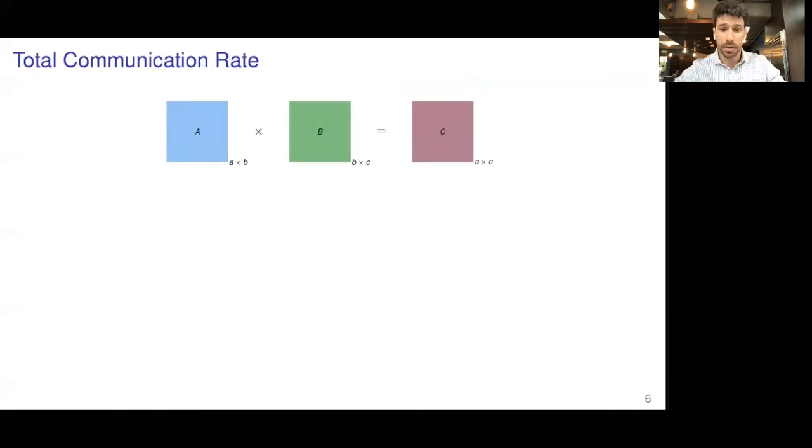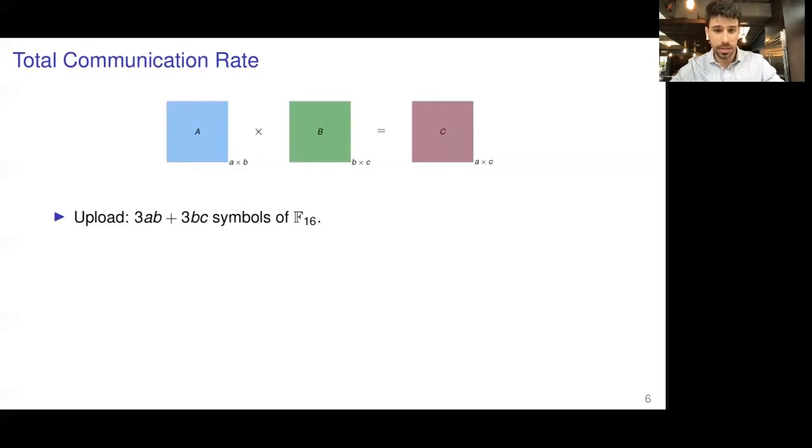Let's understand a little bit about the communication rate. For that, we need to first explore the communication costs. Remember that in the first phase of the communication, the user sends evaluations of polynomials F and G to the servers. Evaluations of F will be matrices of the same size as matrix A, and evaluations of polynomial G will be the same size as matrix B. So the upload cost will be 3 times AB plus 3 times BC, where those are symbols in F16.